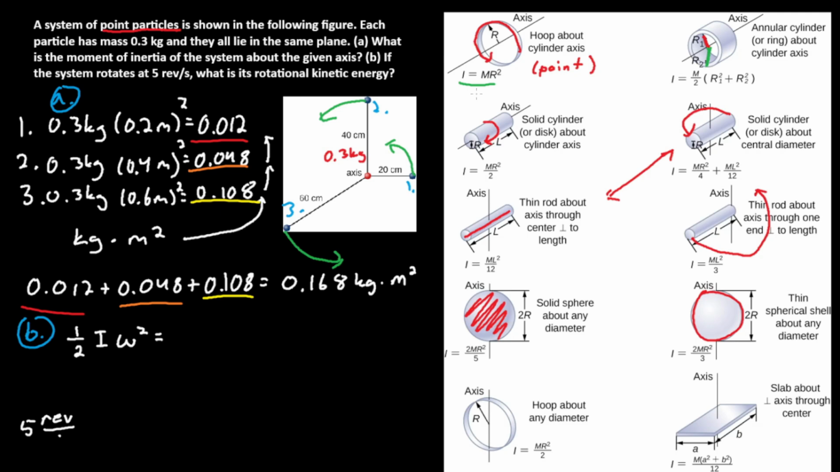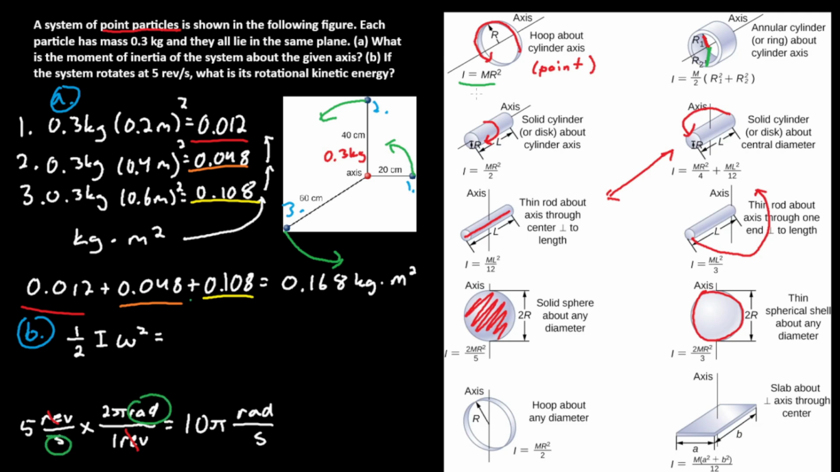So let's write down 5 revolutions per second, and in doing some unit conversion, you get 2 pi radians is equal to 1 revolution. So doing this, our fractions can cancel out. So we get 5 times 2 pi. If you multiply 5 by 2 pi, you get 10 pi radians per second as our unit.